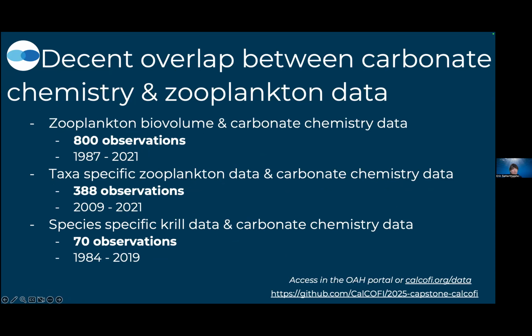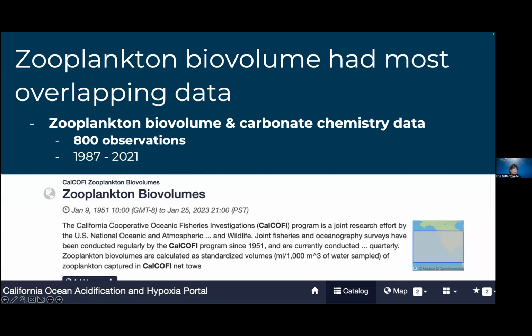And we found that there was decent overlap, meaning data collected at the same time in the same place, between the carbonate chemistry data and the zooplankton data. And I'll focus on showing you what we looked at related to the zooplankton biovolume data, the one that Maureen showed earlier, because it had the most overlapping data within this 1987 to early 2020 range.